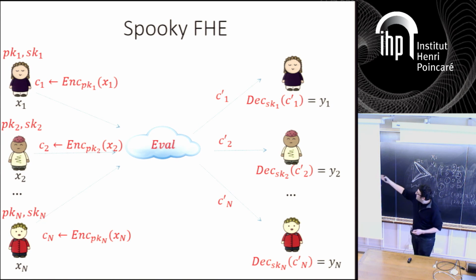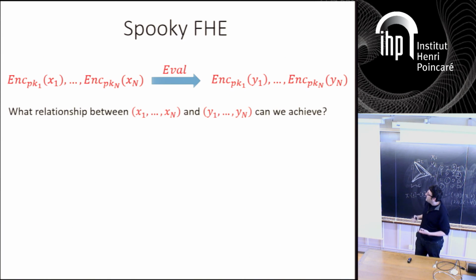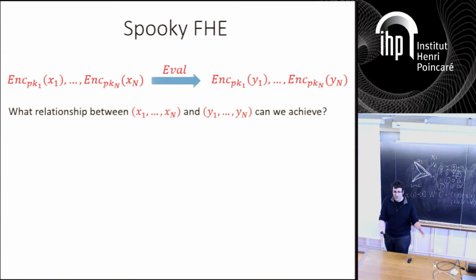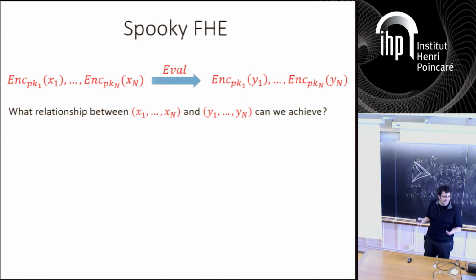And I didn't tell you what y1 through yn should be, but that's actually the question here. We're taking encryptions of x1 through xn, we're creating encryptions of y1 through yn, and the question is, what kind of relationships between x1 through xn and y1 through yn can we ensure? So the goal is to do something interesting. Let's see what we can do.